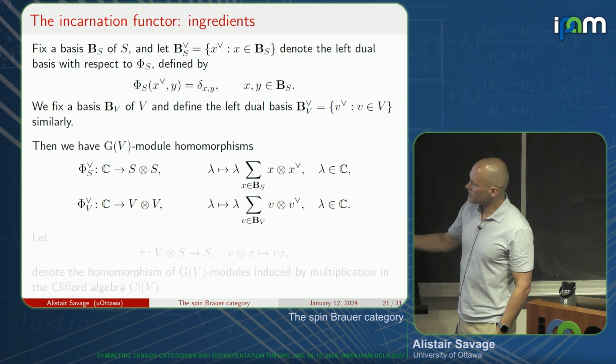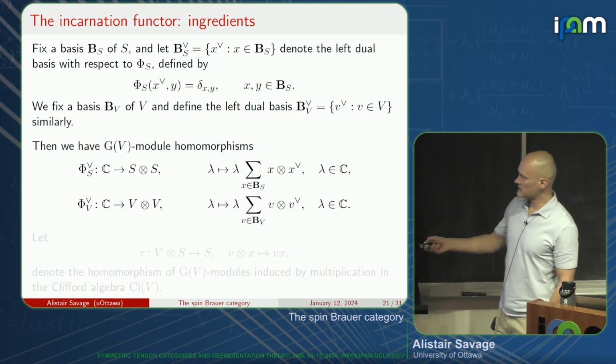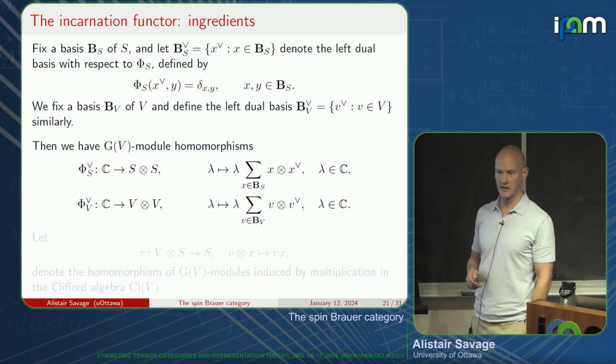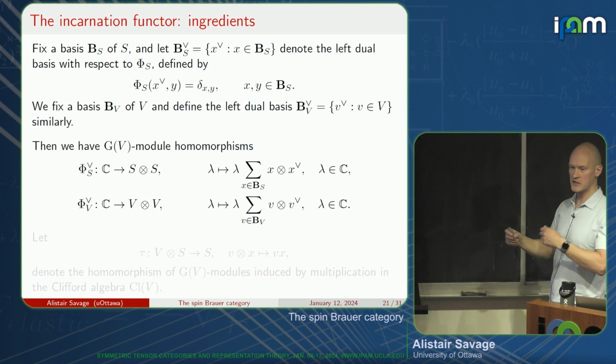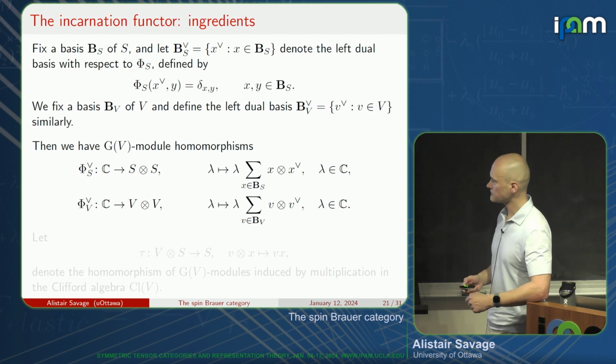So we have a morphism from the trivial module to 2 copies of spin that just takes a scalar to that multiple of this, where we sum over x tensor x check as x goes over our basis. And then this exact same type of module for V, where we just are now summing over a basis of V. Okay? And you can show that these are GV module homomorphisms.